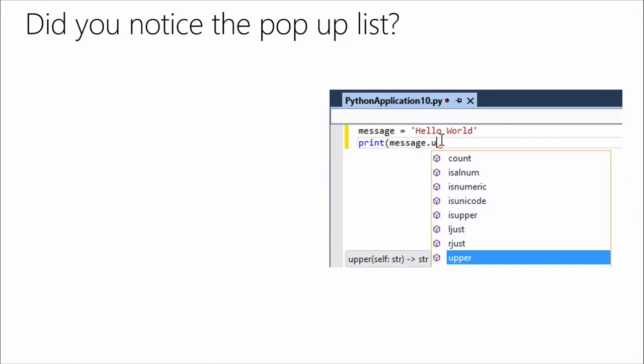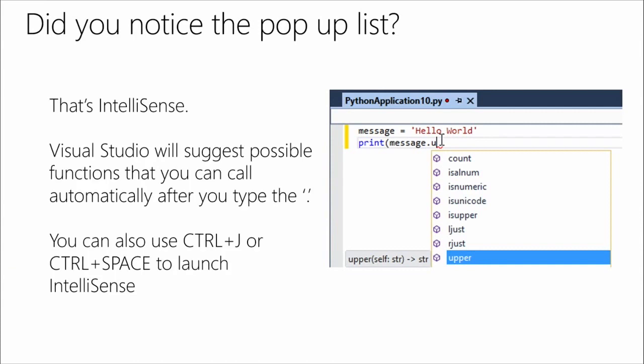What in the world was that little pop-up list? That is one of the most awesome things that I love about Visual Studio, and there are other coding editors that have it too, but it's called IntelliSense. What IntelliSense does for you is, when Visual Studio knows you're working with a string variable, when you hit that little dot to type in upper, it's intelligent enough, hence IntelliSense, to know you want to call one of the functions to manipulate that string.